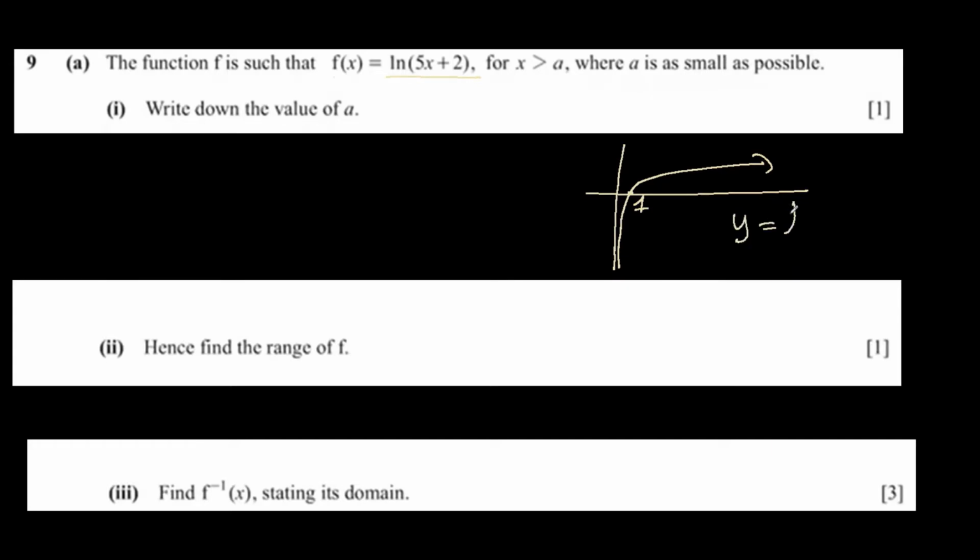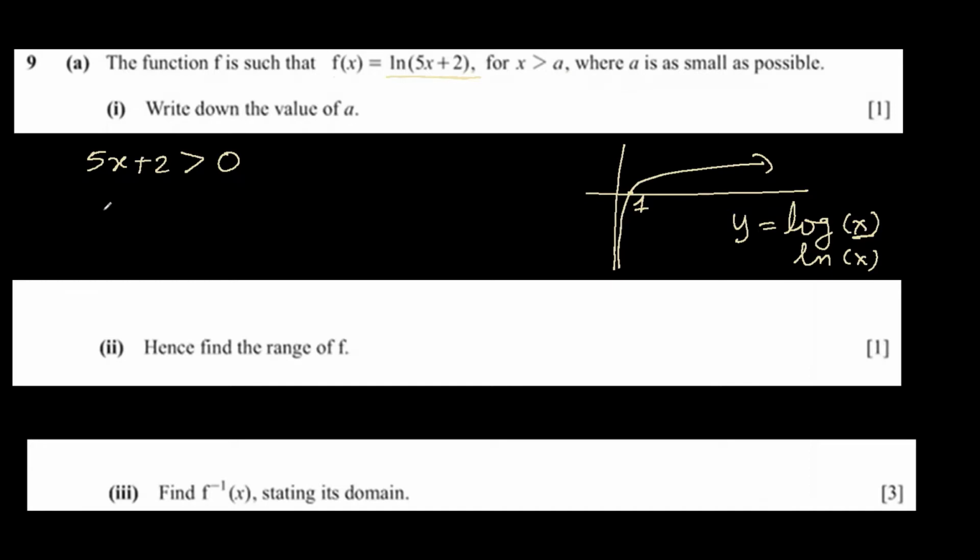This is the graph of y equal to log x. It can be ln x also, doesn't matter. They have the same shape. So we can see that this x is always greater than 0. Similarly here, 5x plus 2 also has to be greater than 0, then only we can have a graph possible. So they are asking what is the value of a, because x is greater than a.